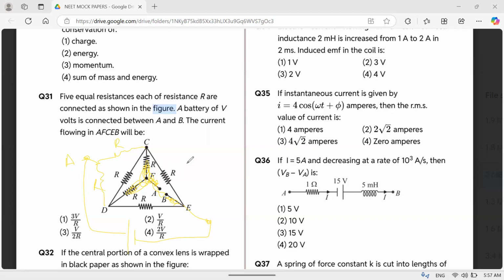Yes, sir. So equivalent resistance between them will be equal to how much? I is equal to V by R effective. So this one will be ineffective. These two are in series, so it is 2R. Both of them are in parallel, so 2R divided by 2. It will be equal to how much? R plus R is nothing but 2R. And below is also 2R. Both of them are in parallel.